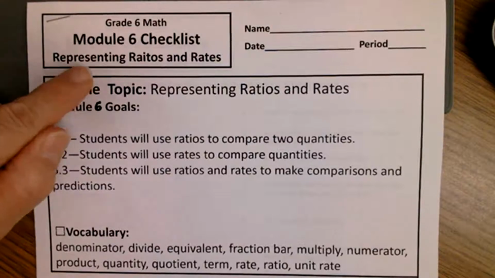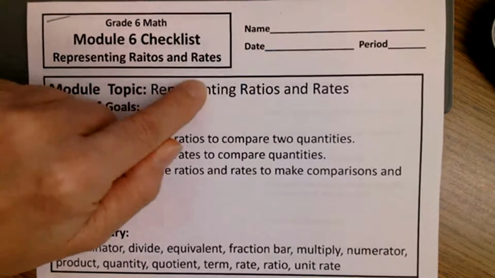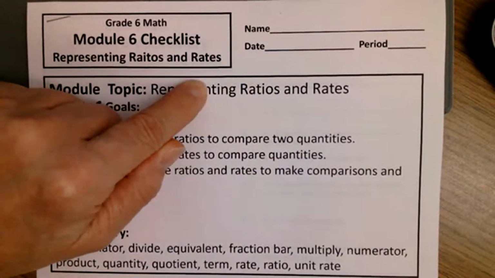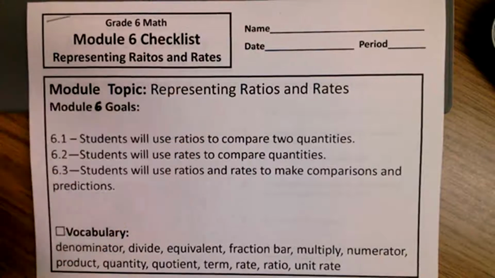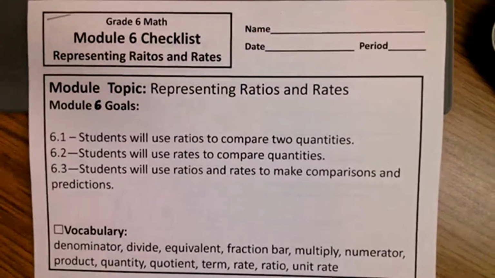So again, this is Module 6, Representing Ratios and Rates. It's the first module in the third unit. It's a brand new topic. The topic is proportionality, ratios, and rates. Okay? The first thing we're going to do in lesson 1 of Module 6 is learn what are ratios.